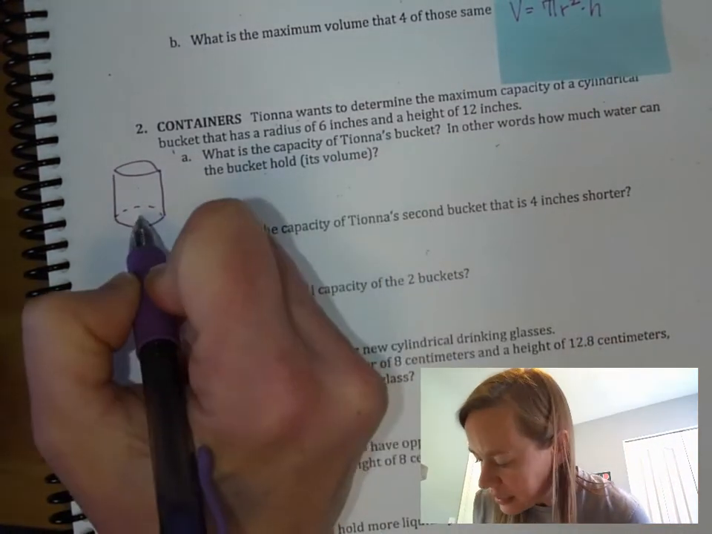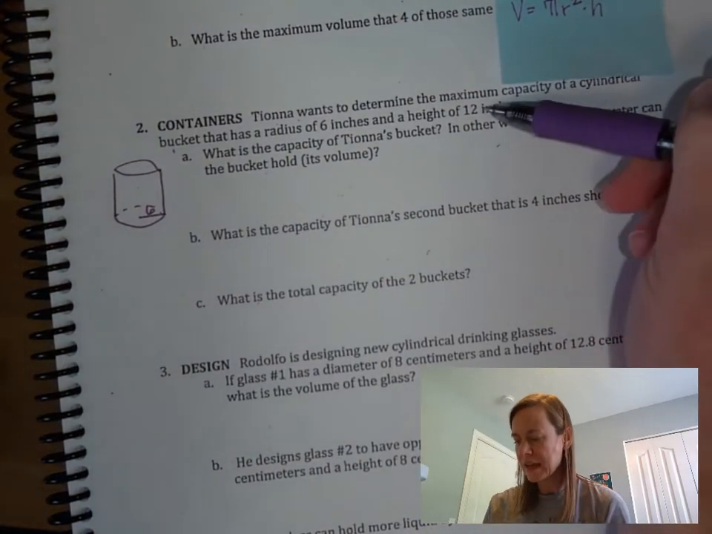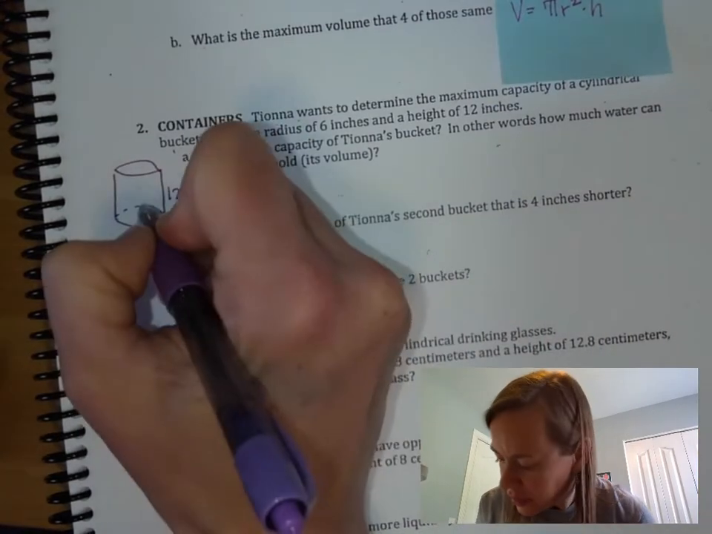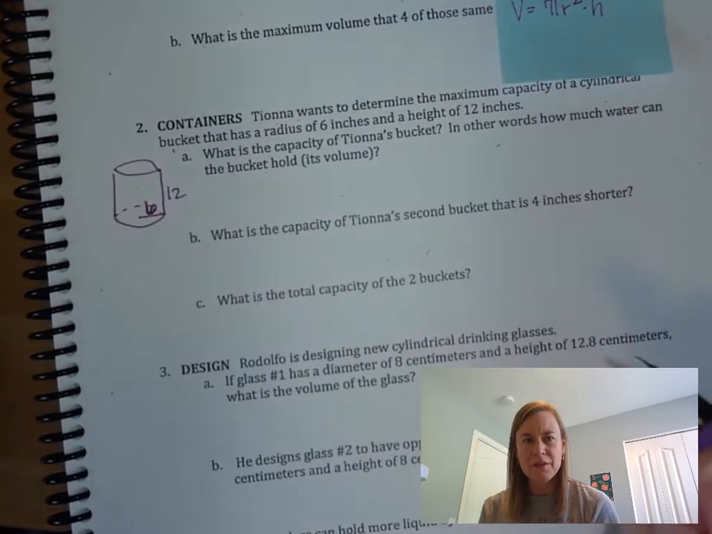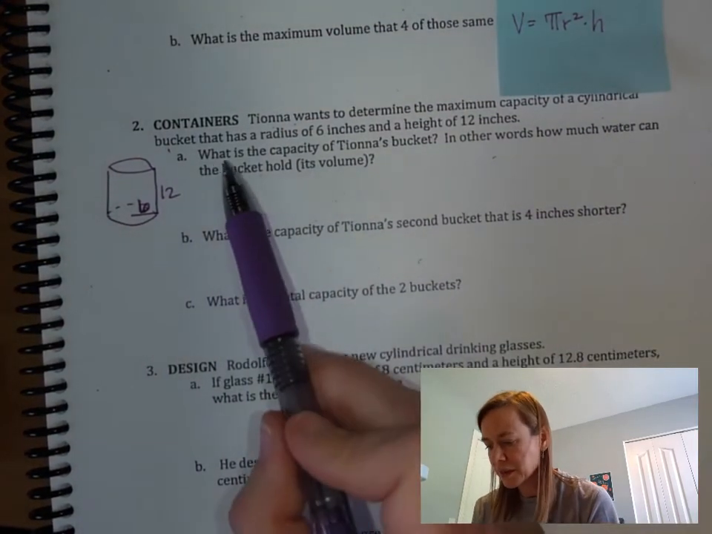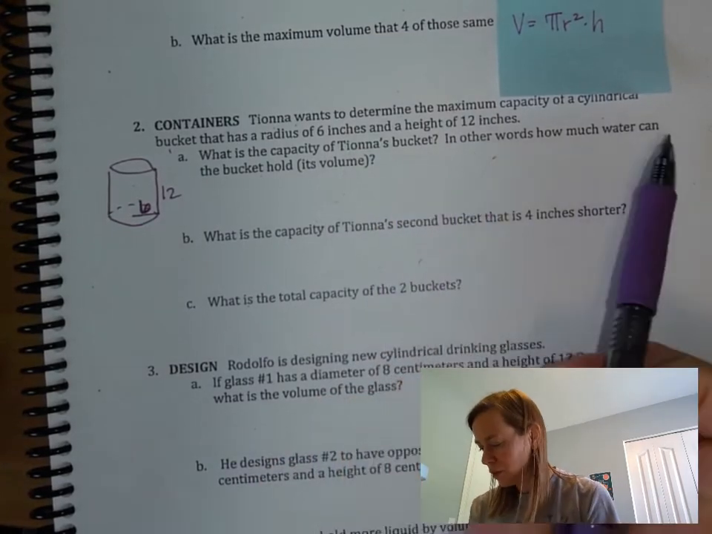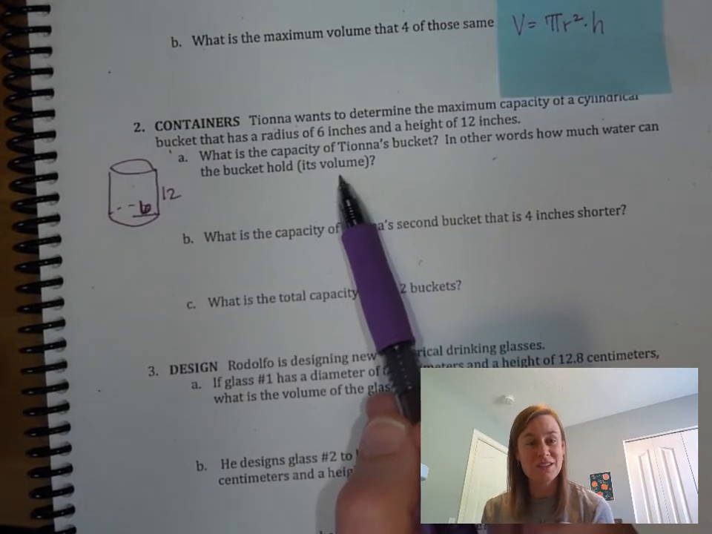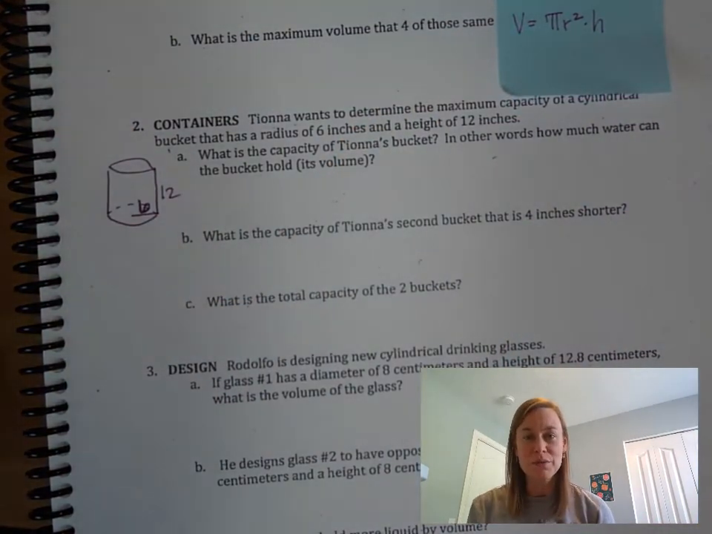The radius is 6 inches, so this length right here is going to be a 6. What is the height? 12 inches. So that's a 12. That looks really hard to read on the screen, so I'm just going to make that bigger. That's a 6 and that's a 12. Okay, and now I'm going to just plug into this formula because it says, what is the capacity of Tiona's bucket? In other words, how much water can the bucket hold? So we need to figure out the volume of the bucket to answer this question. And this is our formula for volume of a cylinder, so that's what we'll use.